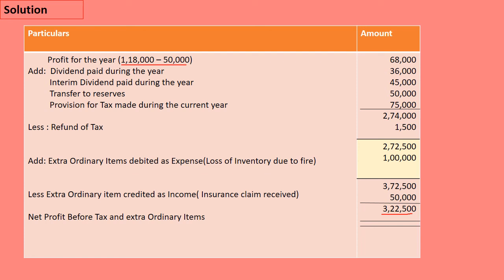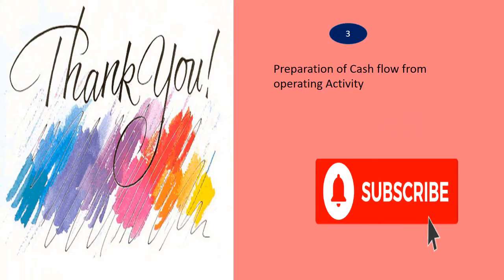Extraordinary items debited as expense have to be added. That is 1 lakh. Then as income we have to deduct that 50,000. Then we'll get net profit before tax and extraordinary items as 3,22,500. I believe that you have understood how to calculate the net profit before tax and extraordinary items.